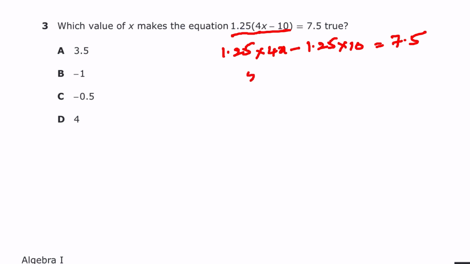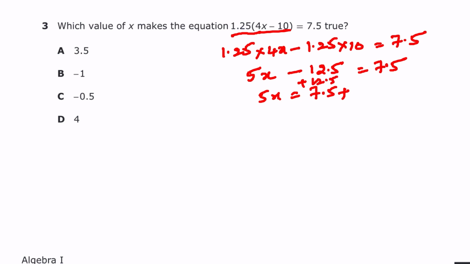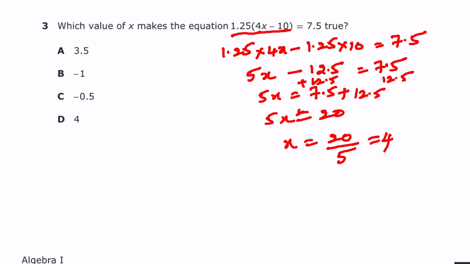So you're getting 5x minus 12.5 is equal to 7.5. So therefore 5x is equal to 7.5, and adding plus 12.5 on both sides, this side becomes 0, so this is equal to 20. So 5x is equal to 20, x is equal to 20 divided by 5, which is equal to 4. So the answer over here is the third one, D option.